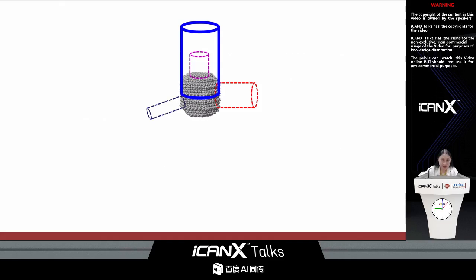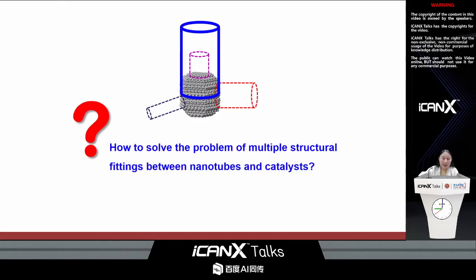For this catalyst, because it's three-dimensional, in its body there are many different crystal planes. How can it work for the selective growth of only one kind of carbon nanotube? According to our own theory, each plane can facilitate one kind of carbon nanotube, right? How can we overcome this problem?